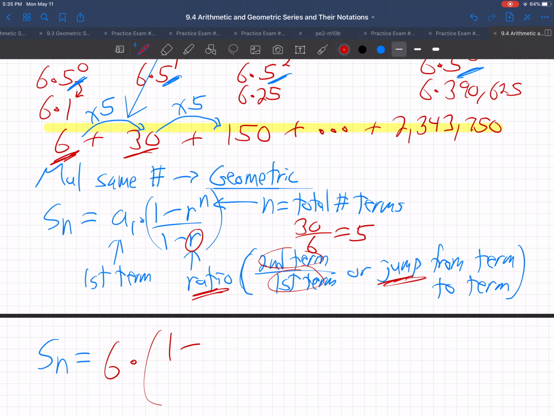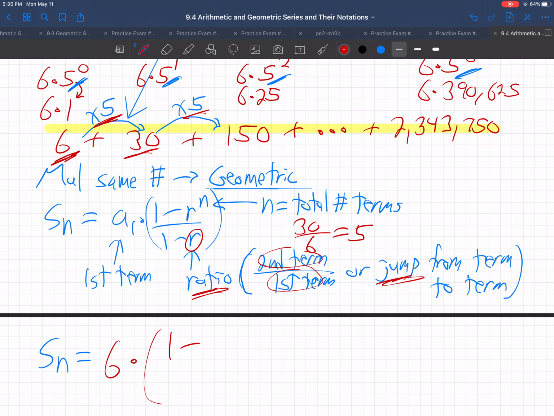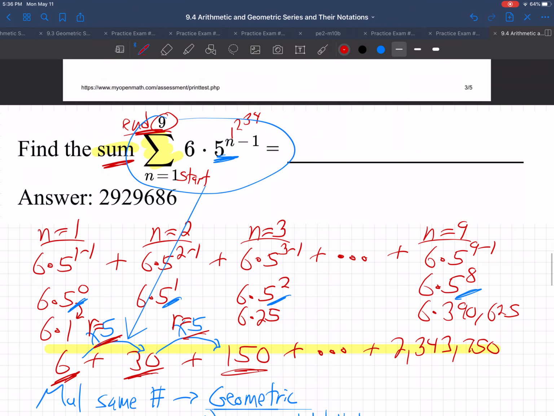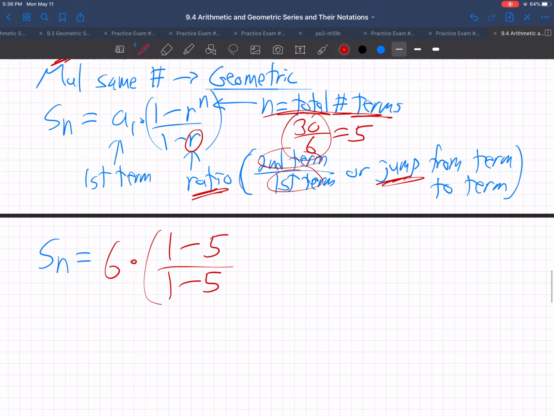And of course, that is the jump from term to term, right? It's going times 5, times 5. That is the R. We could have just looked at that and said, well, that's your R. Or you could take the second term divided by the first term. Or the third term divided by the second term. Any term divided by the previous term will give you that jump of 5. So the R is 5. To the n. Now what's the n? n is the total number of terms. How many terms do we have here? Well, we're going from 1 to 9, right? From 1 to 9. So there's 9 terms. That goes right there. That goes in the n spot.